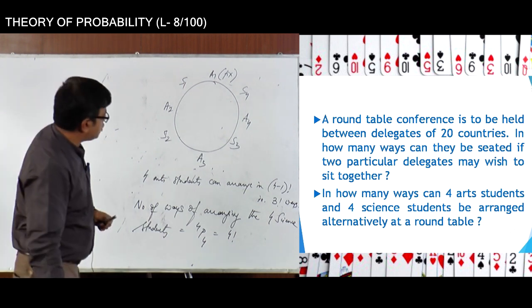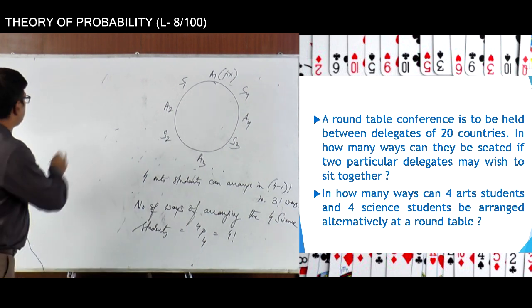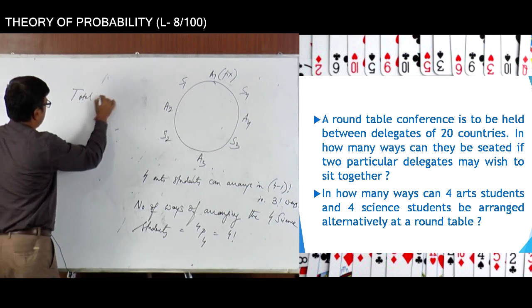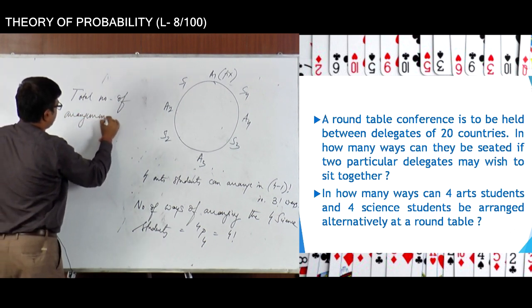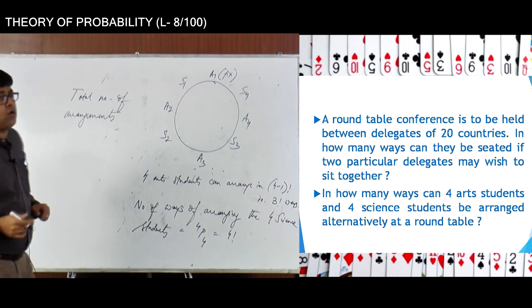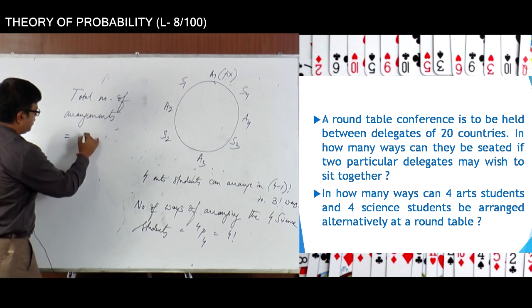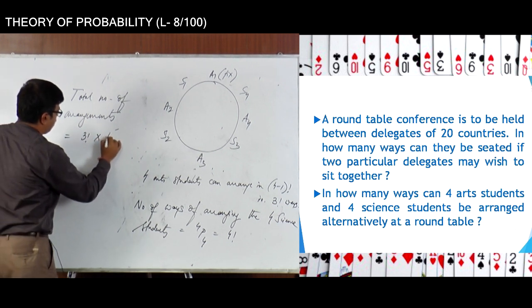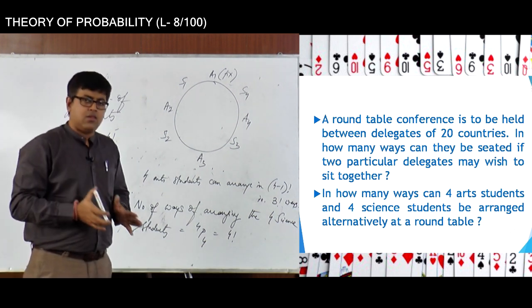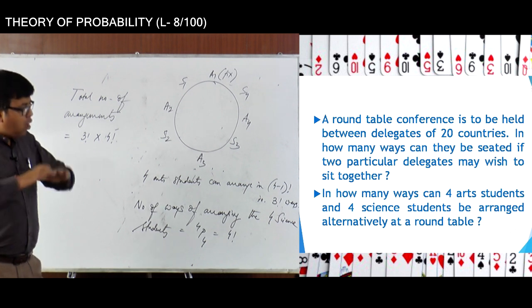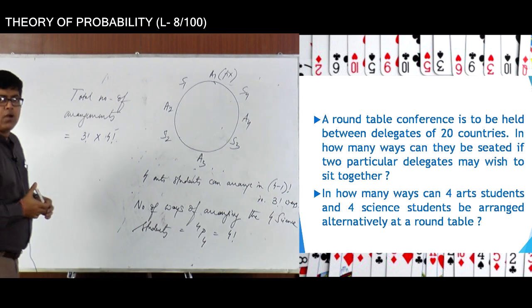The total number of arrangements possible will be, again by the fundamental principle of permutation, the total number of arrangements possible in this particular case, when they are saying that 4 art students and 4 science students will sit in an alternate manner, will be equal to 3 factorial into 4 factorial. That will give you the answer of the total number of ways by which you can arrange 4 art students and 4 science students alternatively at a round table. Okay. So, this is another application of this circular permutation.